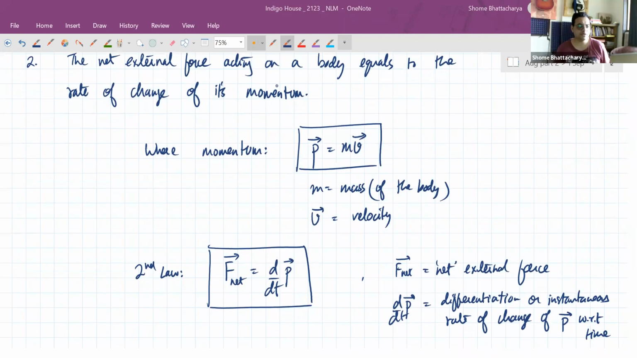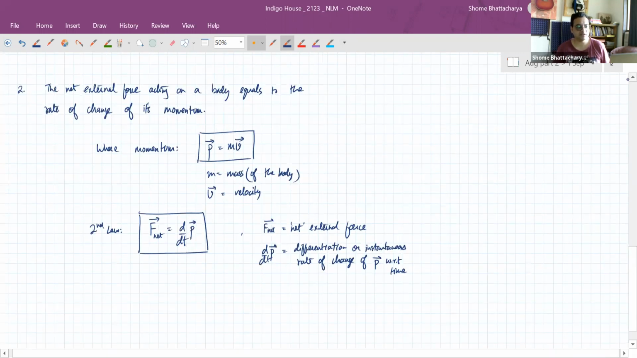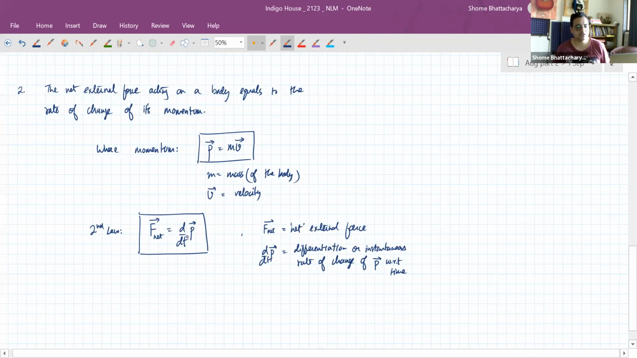F is equal to ma is another way of expressing it, but that is a conditional statement. The proper definition of Newton's second law is that net force is equal to dp by dt, the rate of change of linear momentum. That reduces to net force equals mass into acceleration in special circumstances, and what that is I'll also discuss in a moment.